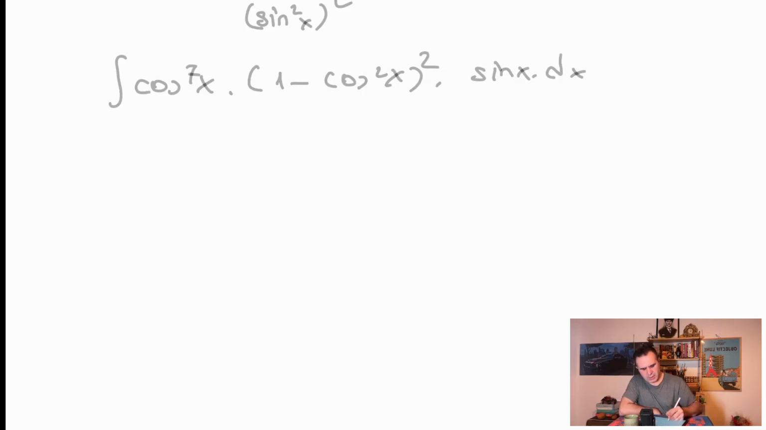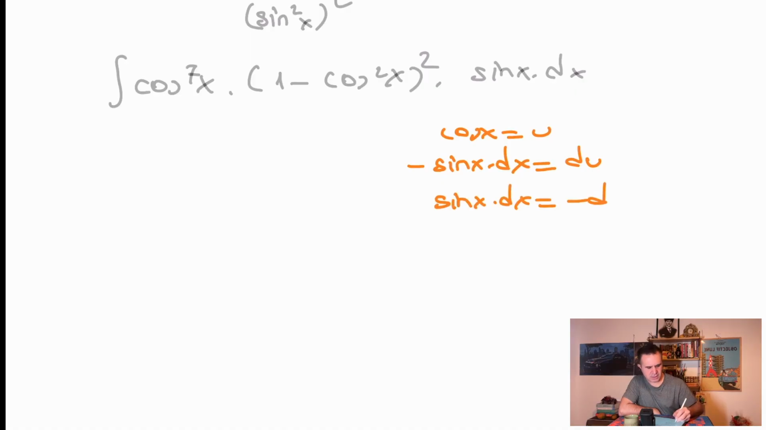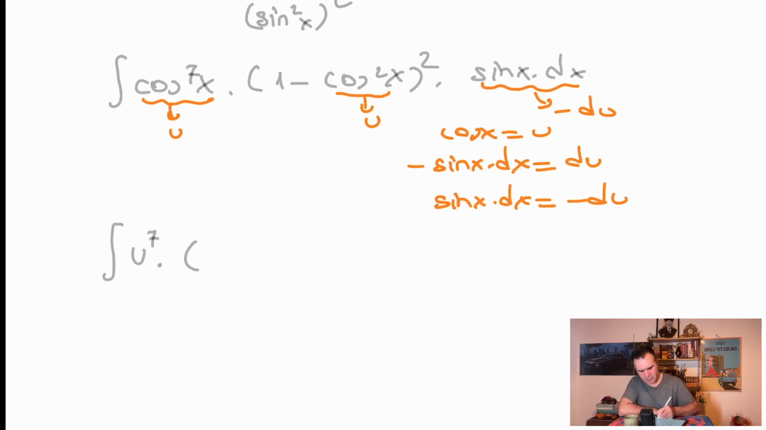Now, if we say cosine x is equal to u, then minus sine x dx is equal to du. This means that sine x dx equals minus du. Now, in the integral, we rewrite cosine x as u, and we rewrite sine x dx as minus du. The integral becomes u to the power of 7 times the square of 1 minus u square times minus du. Take this minus sign outside the integral.